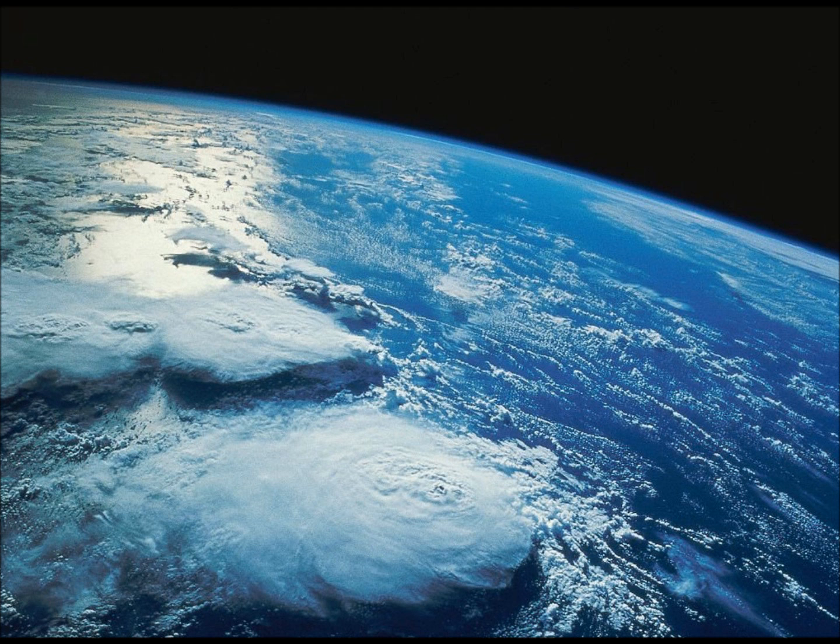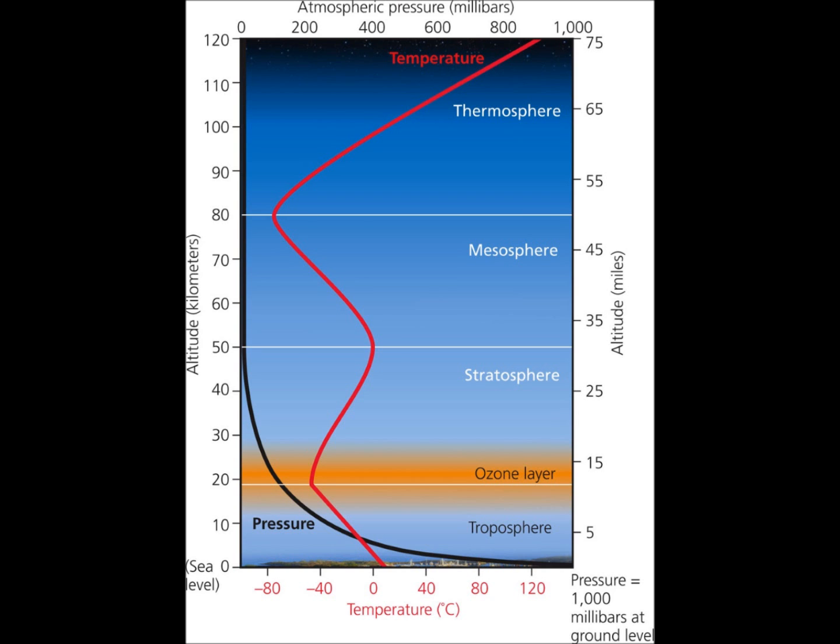The atmosphere consists of many layers including the troposphere, the stratosphere, the mesosphere, and the thermosphere. Each layer serves a very important role in protecting and helping our planet. These roles vary with density, atmospheric pressure, and changes in temperature.